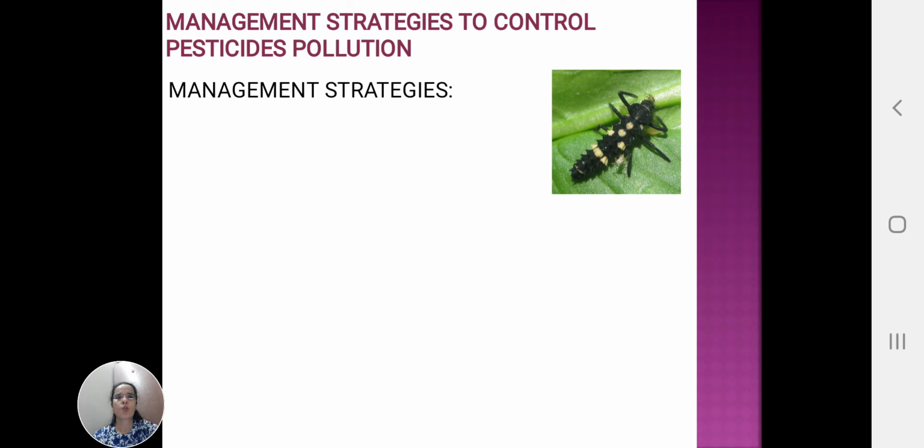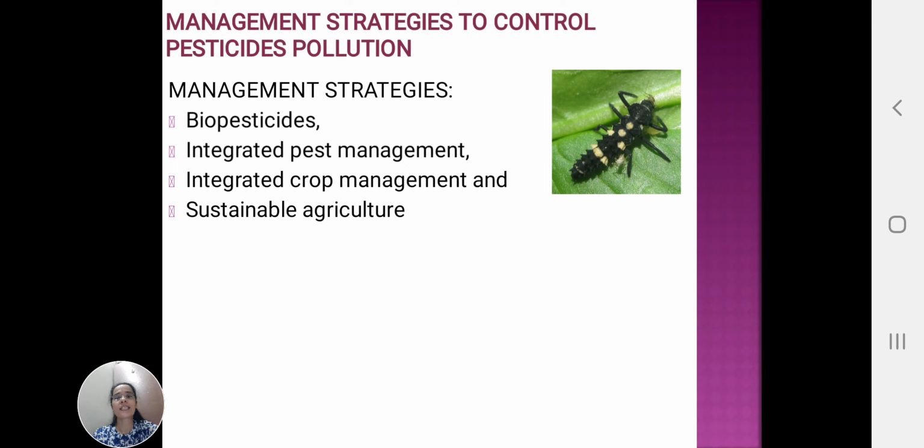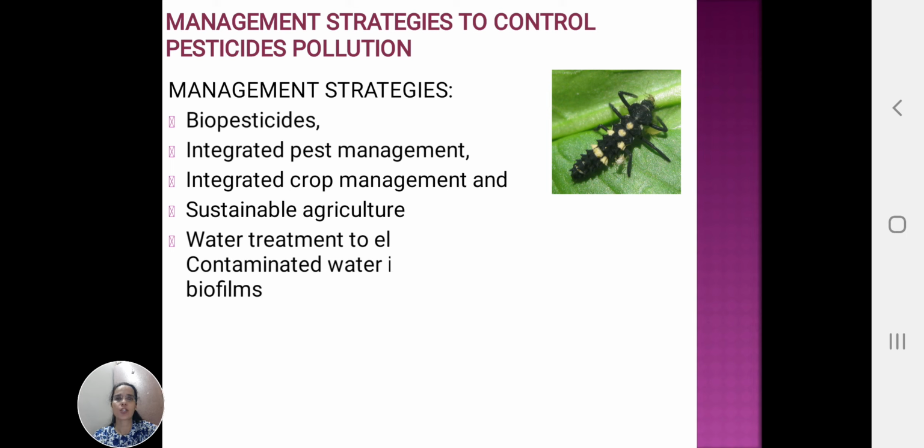Now, we'll be talking about few management strategies to control the pesticide pollution. These management strategies include use of biopesticides, which are least harmful and they are equivalent to the chemically available pesticides in their effectivity. Integrated pest management can also prove to be an important strategy to control the pests, along with integrated crop management and sustainable agriculture, where we talk about saving the resources for the present as well as for the future generation.